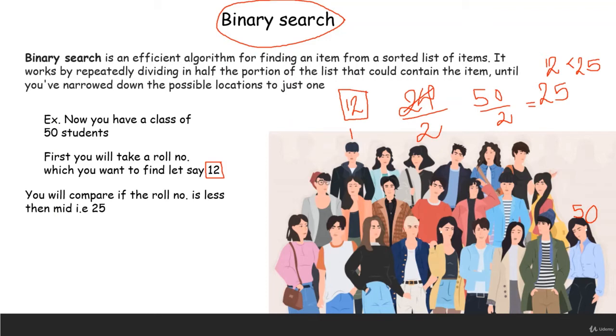This is how binary search works. This is known as divide and conquer. The method on which binary search works is known as the divide and conquer method. I hope you got how binary search works. Now we will see the actual program of binary search.